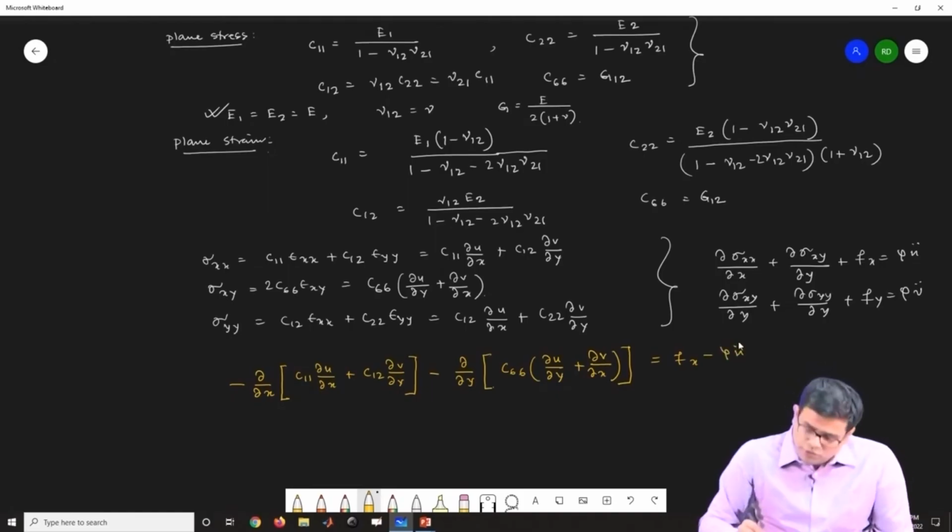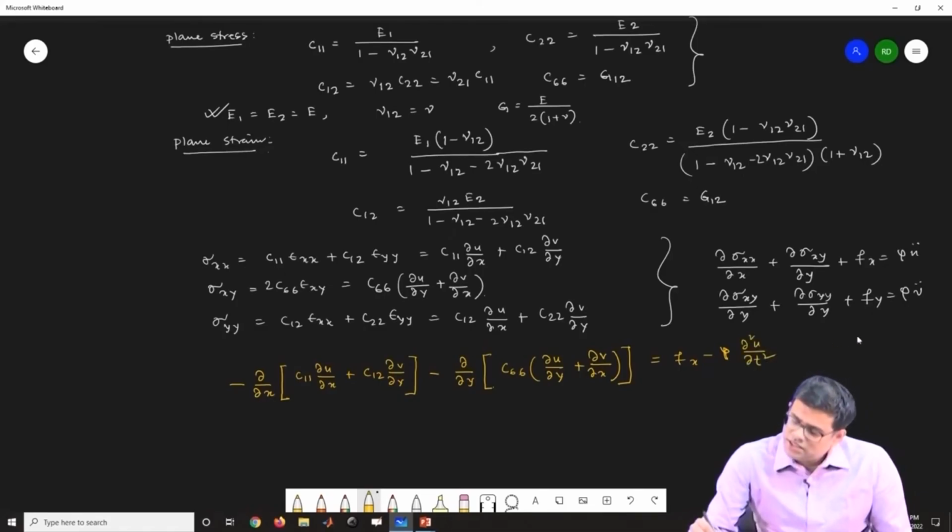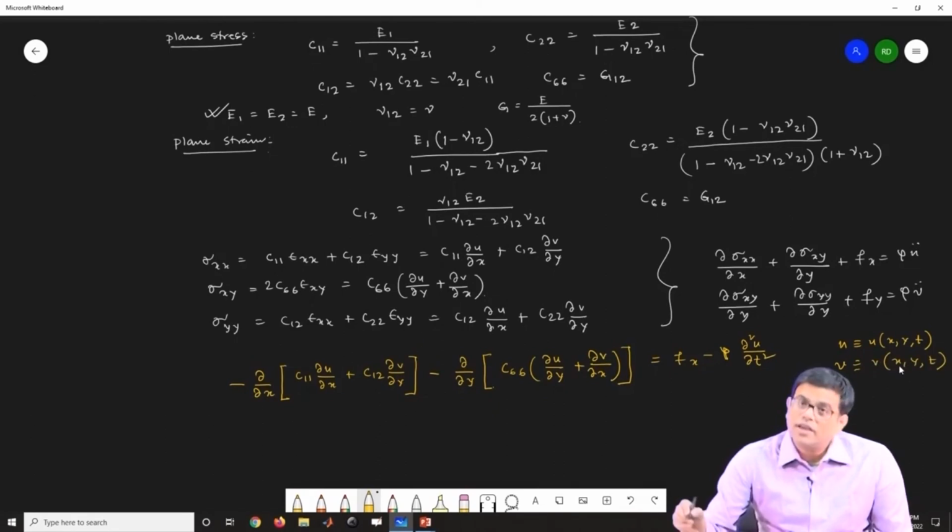So rho u double dot essentially means the time derivative, so rho del 2 u by del t square. So essentially u is a function of three variables, x, y and t. Similarly, v is a function of x, y and t. So earlier it was a function of x only.